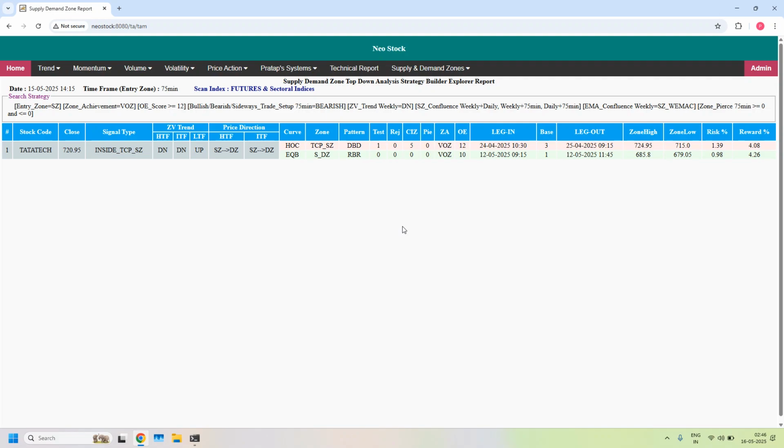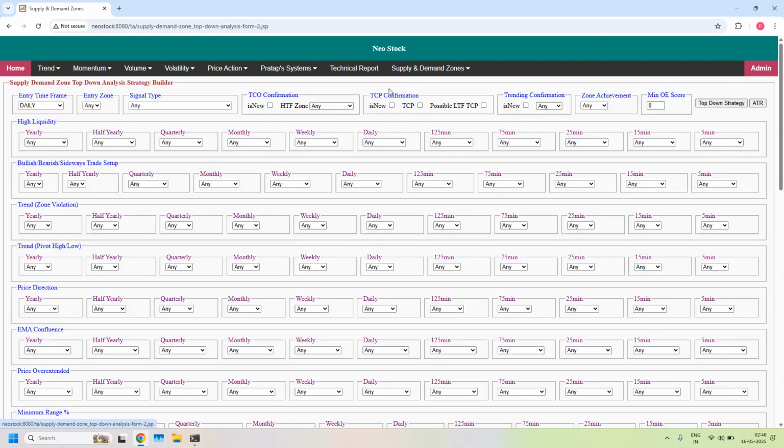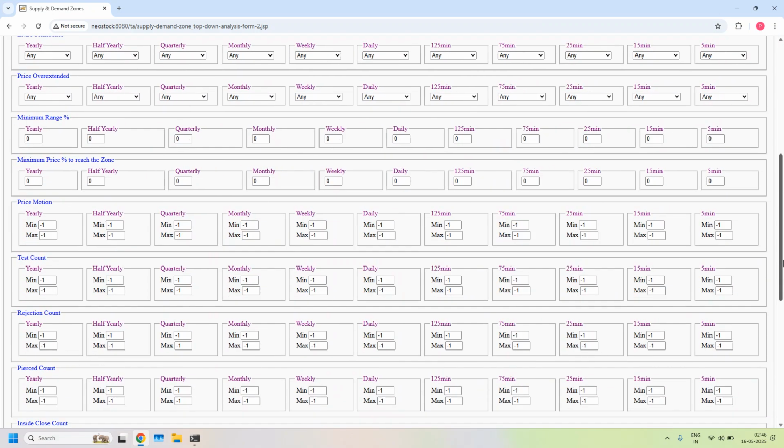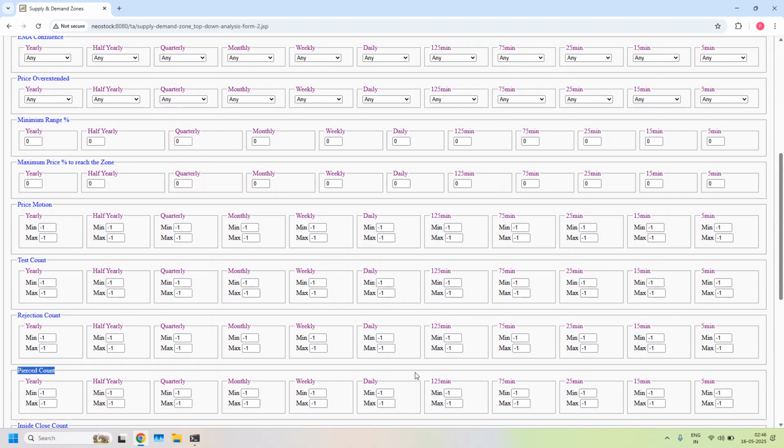Next we will look into daily income trade reports. For daily income trade, entry time frame 15 minutes, long trade setup, entry zone demand zone for sideways long trade setup, and in the bullish or bearish or sideways at 15 minutes I am selecting sideways long, entry zone violated opposing zone, minimum order enhanced score 11 for sideways trade setup, and also the 15 minutes demand zone should not be pierced. Minimum value 0, maximum value 0.